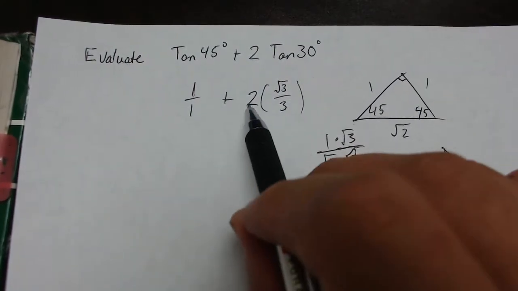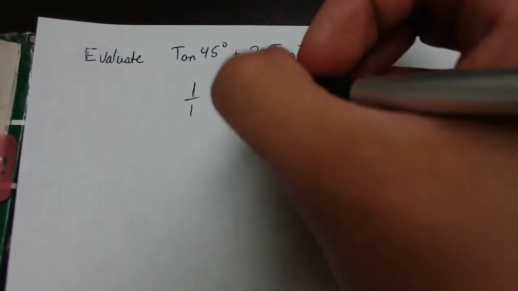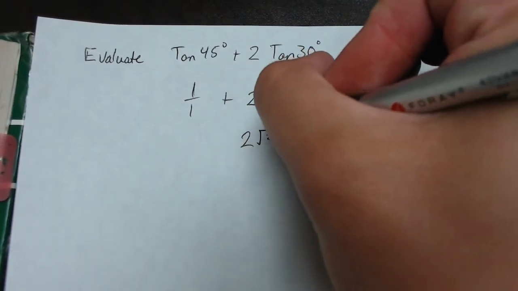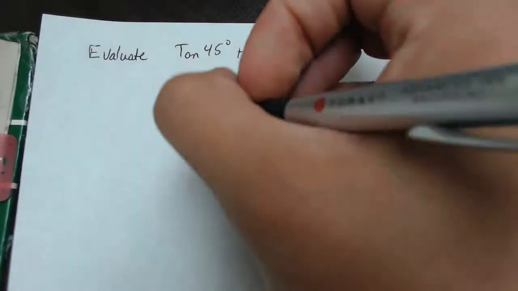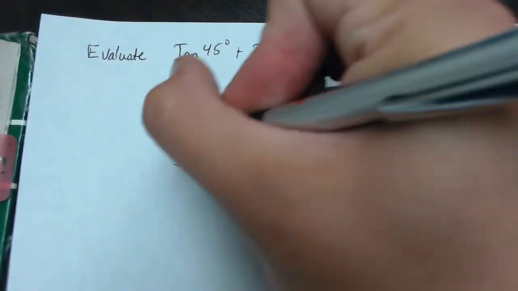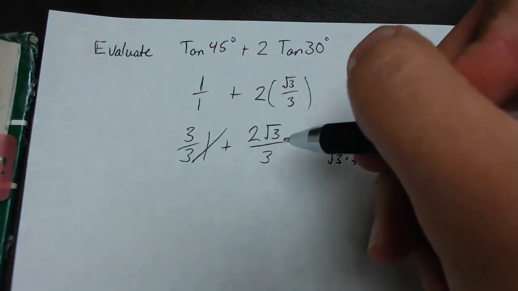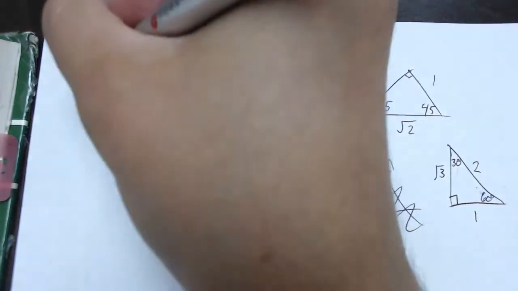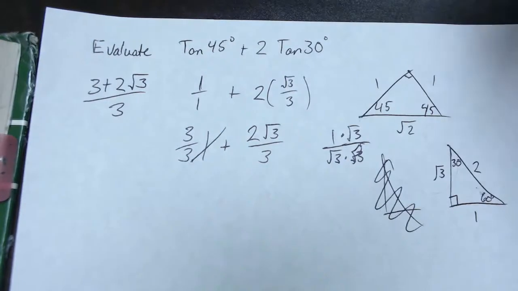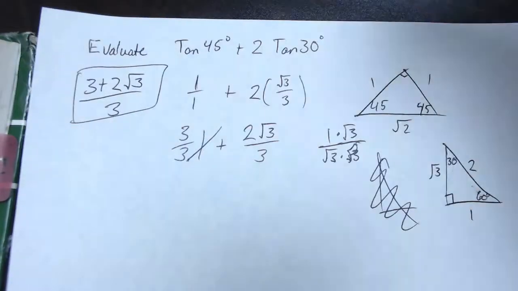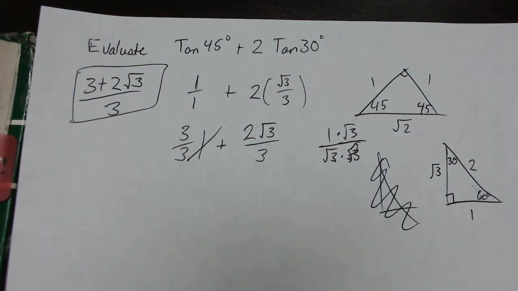From there, all we have to do is multiply this over. So now what we have is 2 root 3 over 3 plus 1. We'll go ahead and turn 1 into 3 over 3 as a fraction. And then when we add those, our final answer is going to be 3 plus 2 times the square root of 3 over 3. And that's it. Pretty simple. We'll do one more example.